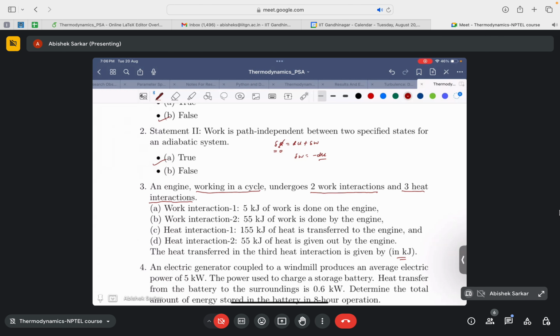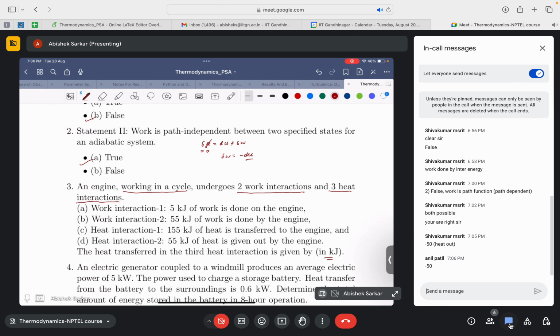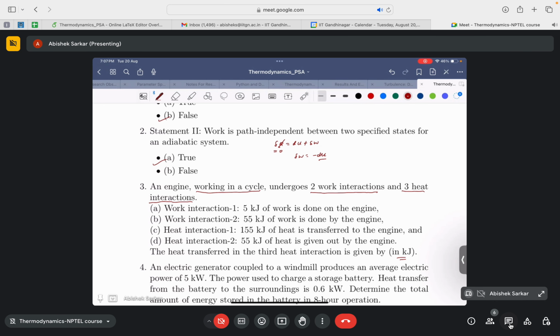Okay, minus 50, heat out. Okay. So, sorry for the delay actually. And actually, this is correct. So, I guess you applied this relation, it is for a thermodynamic cycle, net heat interaction is equal to net work interaction. Just add up the net heat and work interactions by the proper sign conventions.